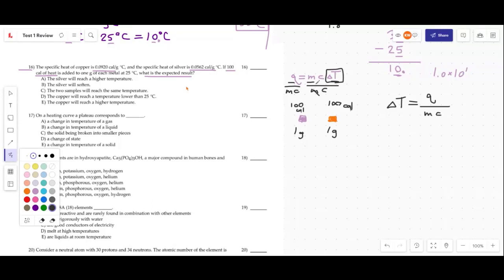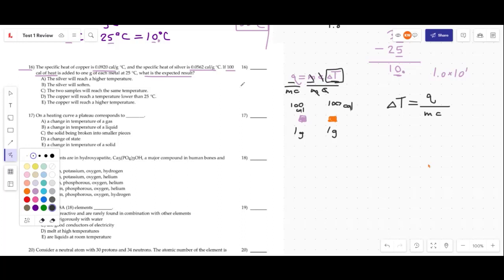Does that make sense so far? Do you follow me? Any questions over that? Everything you're saying makes sense. It's just hard for me to wrap my head around it: if 100 calories of heat is added, that means the temperature is not changing, but I'm sure it'll make sense at the end, so please continue.